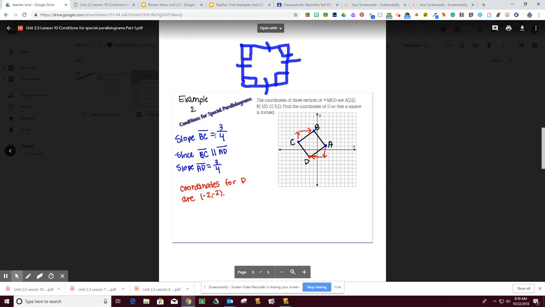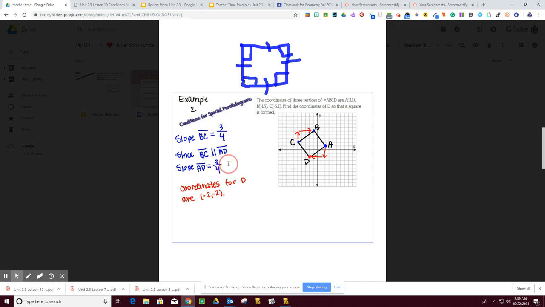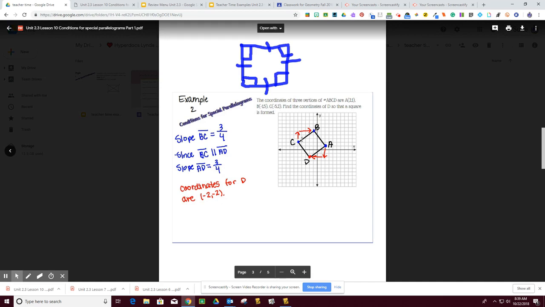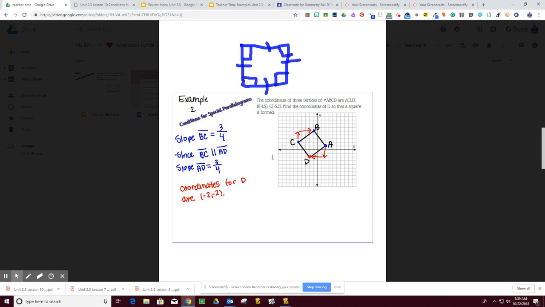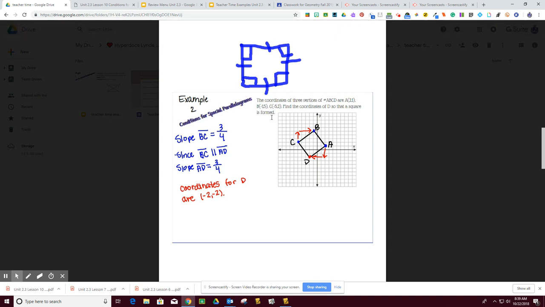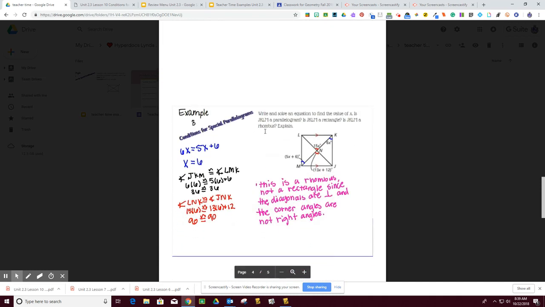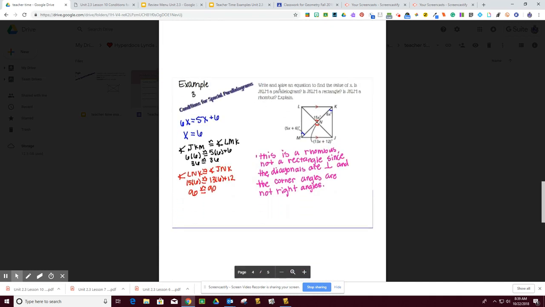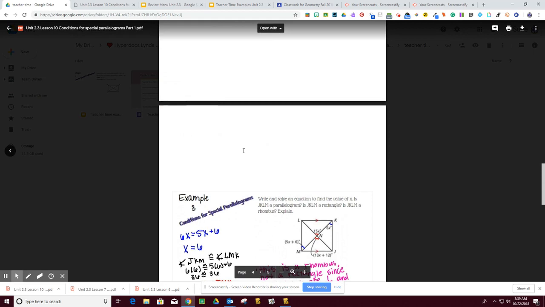Having said that, we need to make sure that the slopes are parallel, and we also need to make sure that they are perpendicular, and they are. Remember that you have to go back to what the definition of each special parallelogram is. The third example, we are to write and solve an equation to solve the value of x. Is this thing a parallelogram? Is it a rectangle? Is it a rhombus? So we have to make sure that we remember the properties of what each one is.